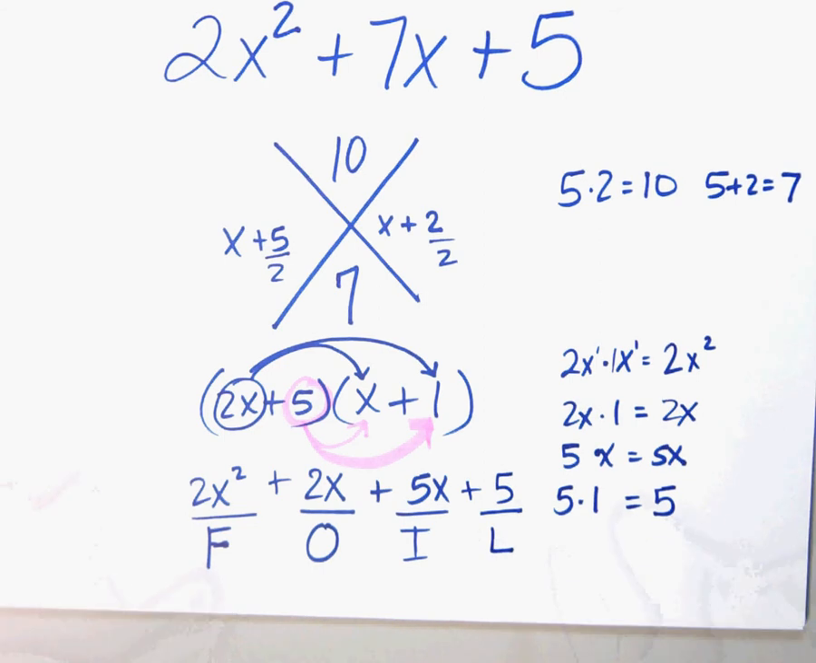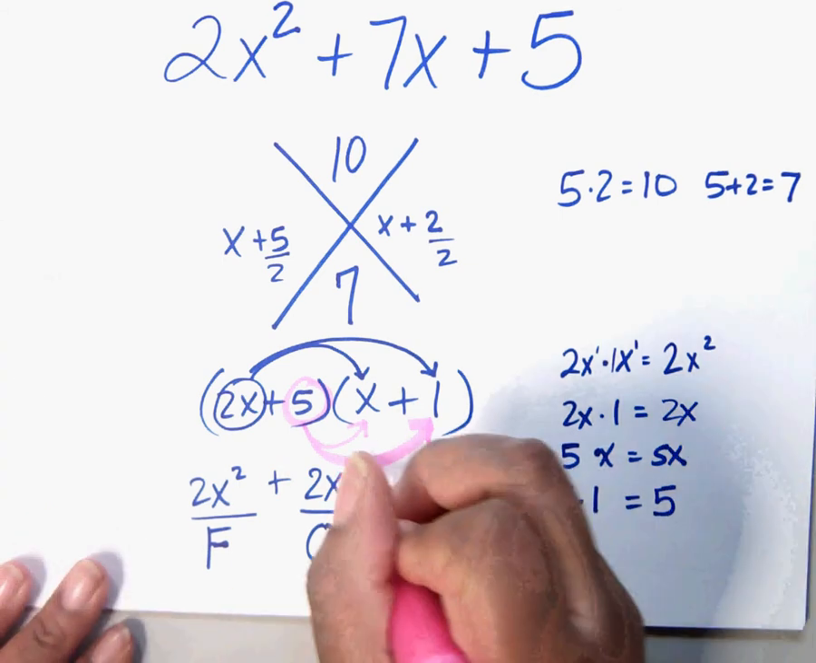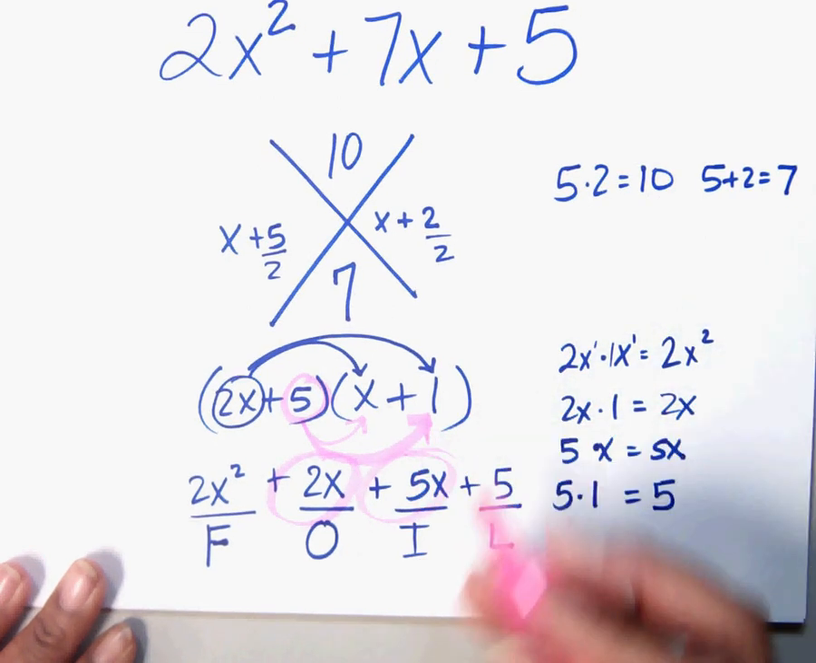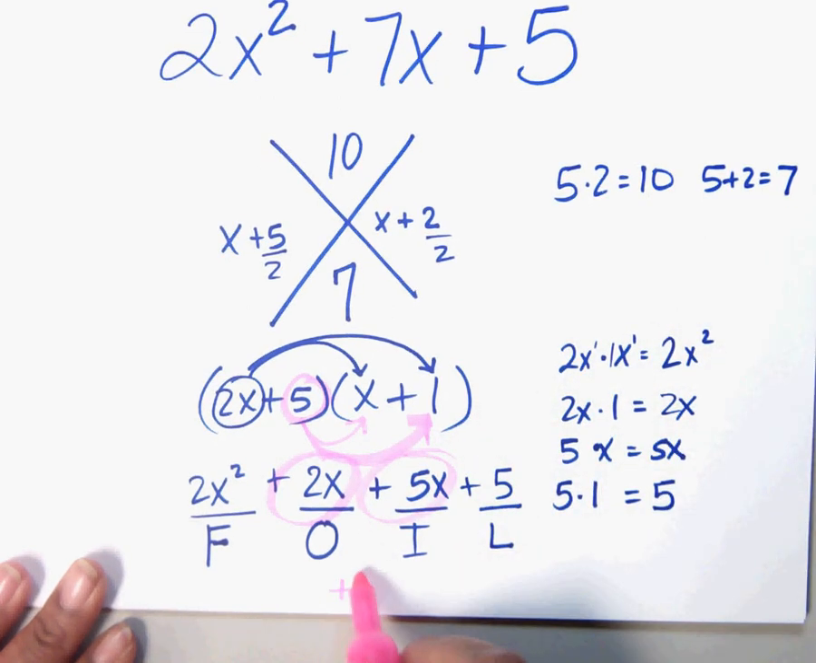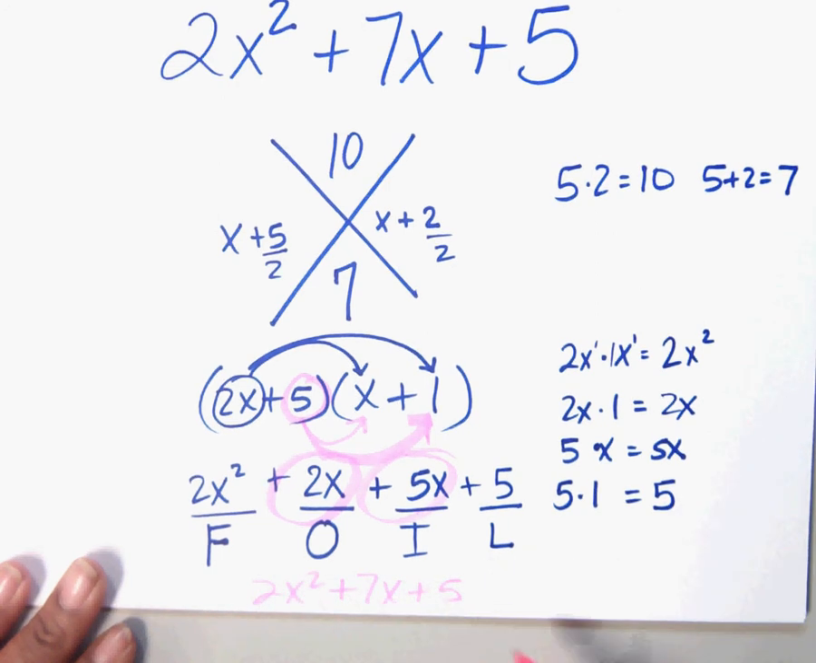Who can tell me how to finalize that answer? Add the like terms. What are the like terms? 2x, 5x. Good, Benjamin. 2x plus 5x, which gives us 7x. What do you notice? It's the same. It is exactly the same as the equation.